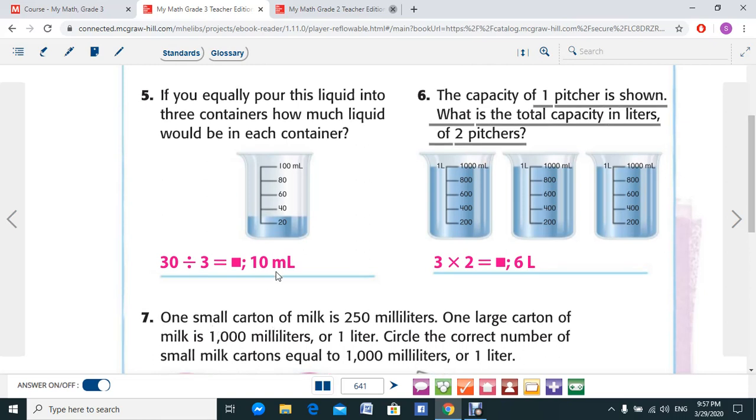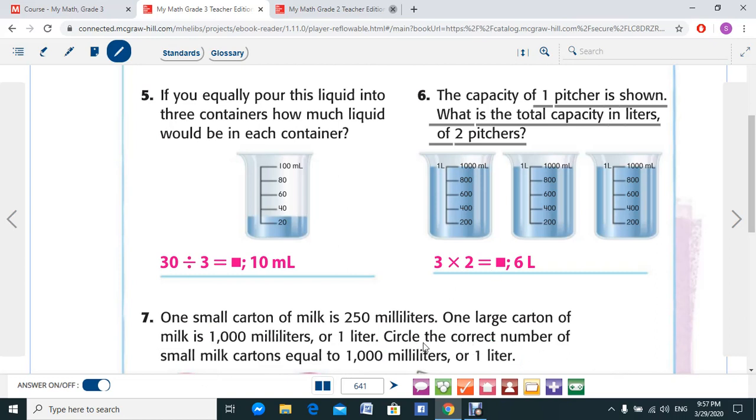Okay. One small carton of milk is 250 milliliters. One large carton of milk is 1000 milliliters or 1 liter. Again, 1000 milliliters equals 1 liter. Is this clear? This is the third or the fourth time we say this, that 1000 milliliters equal 1 liter. Circle the correct number of small milk cartons equal to 1000 milliliters or 1 liter.